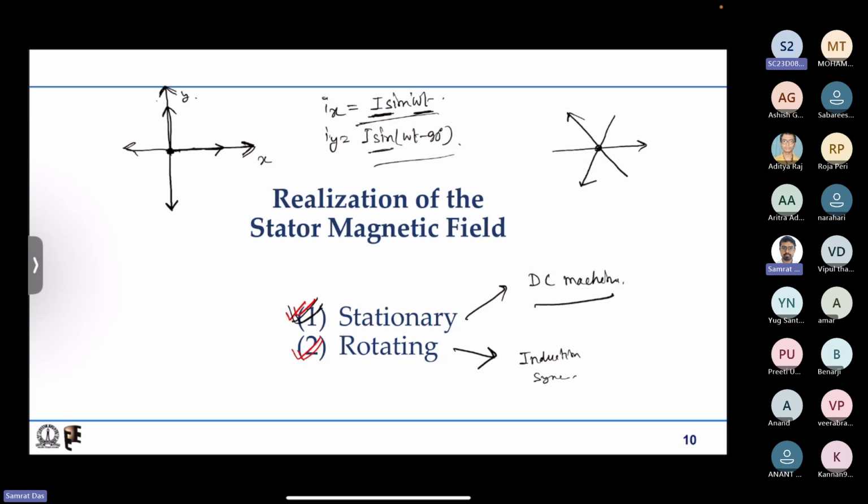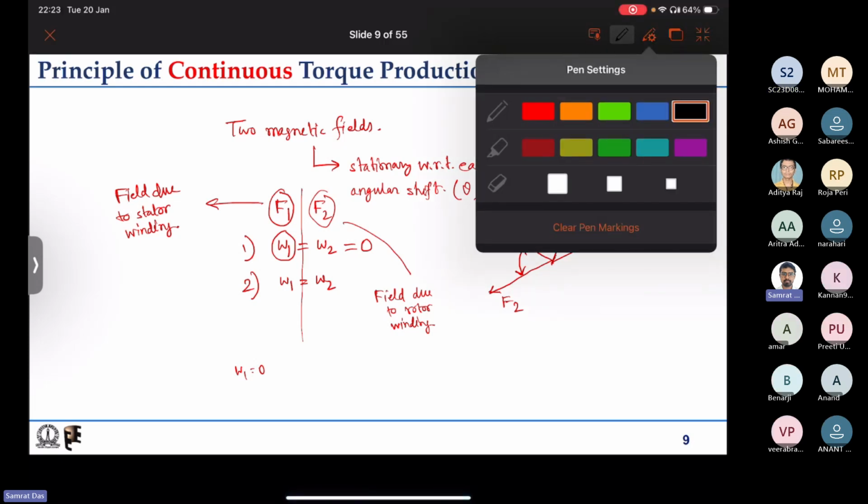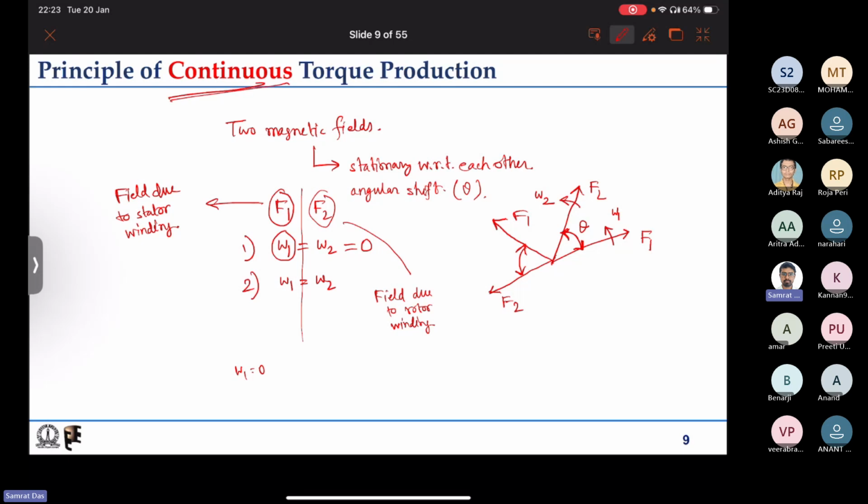Sir, is there any significance of this traveling wave? We want the magnetic field to rotate, right? That is our basic need for continuous torque production. We need our stator fields to be either stationary or rotating. So yes, it is significant for our motor to rotate, and we'll see how when we go to the rotor magnetic fields.